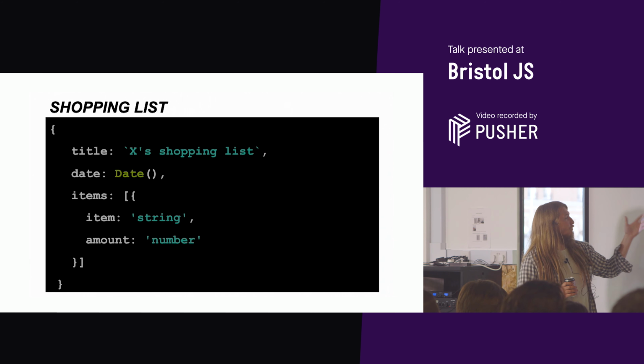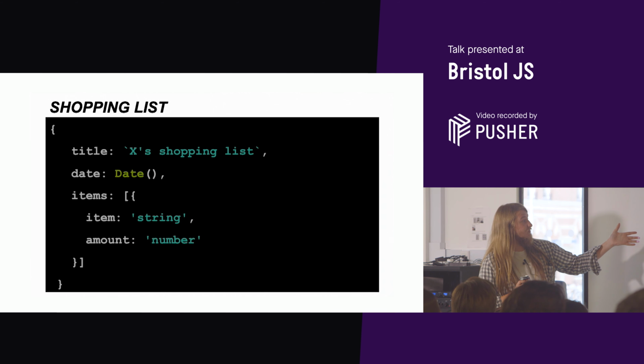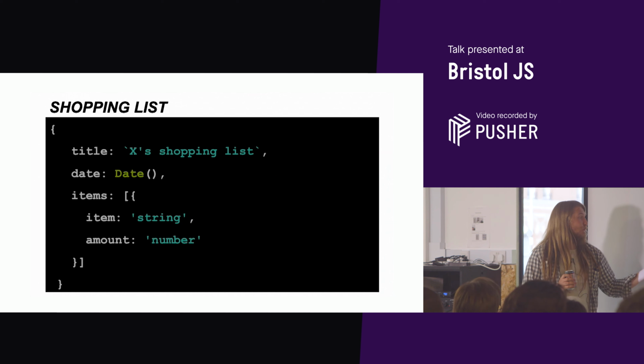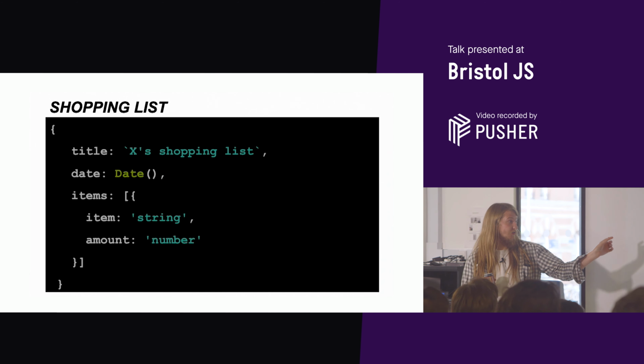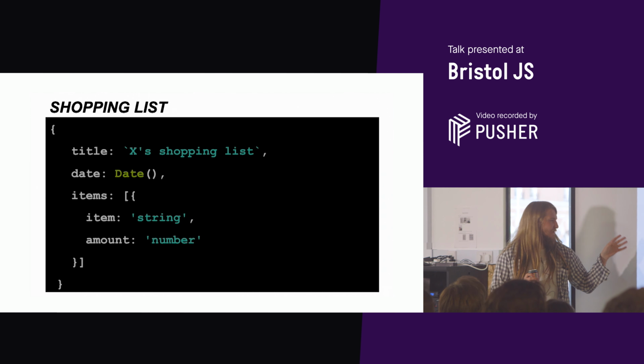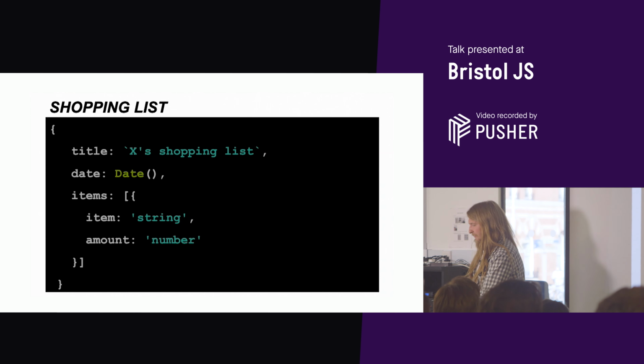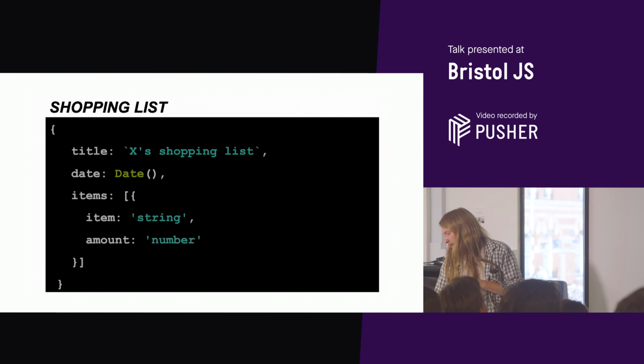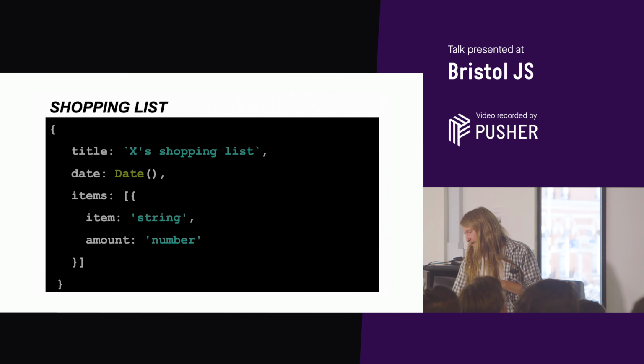And then we also want an array of items, where each item has two properties. The actual item itself, which would be a string, that'd be bananas, apples, whatever you want, and then the amount, which would be the number of those things. So pretty straightforward. Let's see how we would put that together in FastCheck.